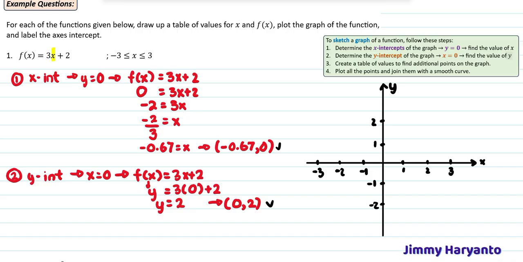Okay, so our first point will be negative 0.67, 0. That will be right here, around right there, and then 0, 2 will be right there, and then you will connect the dots using a straight line like this.